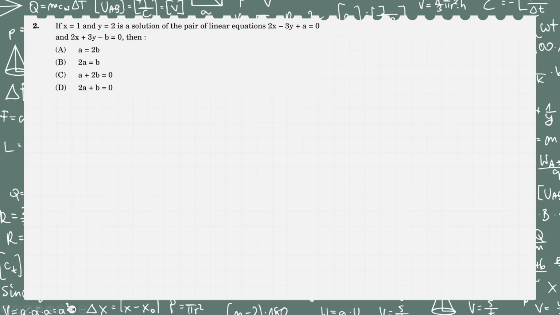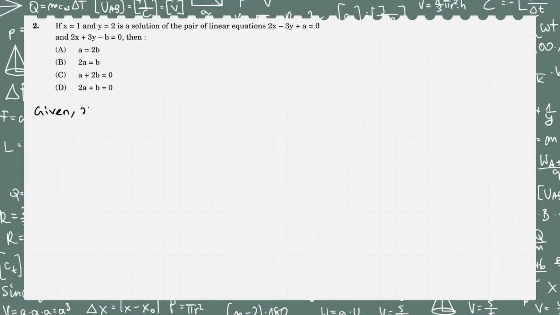If x equal to 1 and y equal to 2 is a solution of the pair of linear equations 2x minus 3y plus a equal to 0 and 2x plus 3y minus b equal to 0, then which of the following statements are true? We have to verify. First of all, we have to find out the values of a and b, then only we can verify which is true. For that we can use this way.